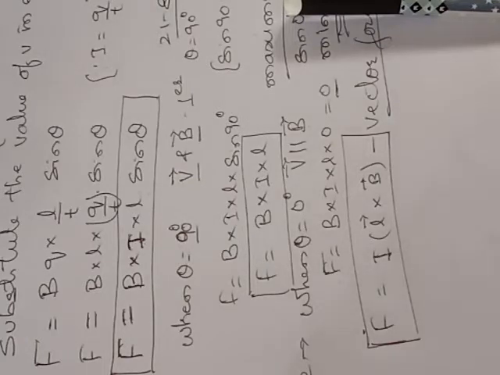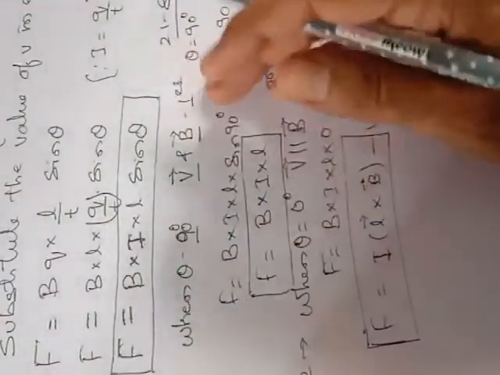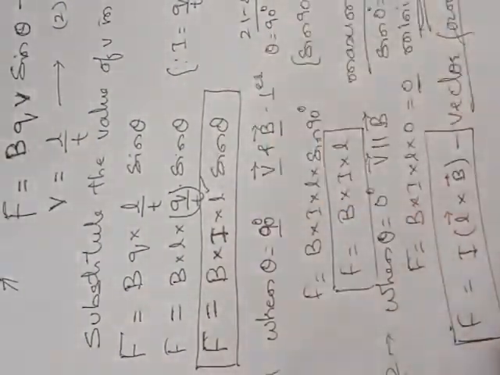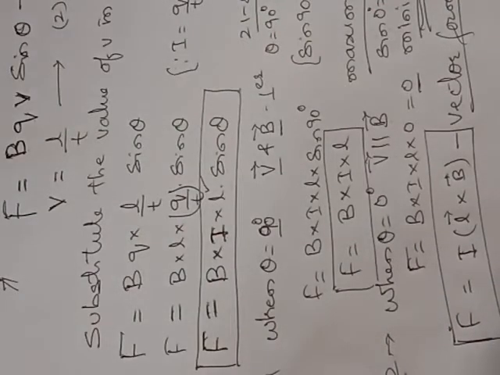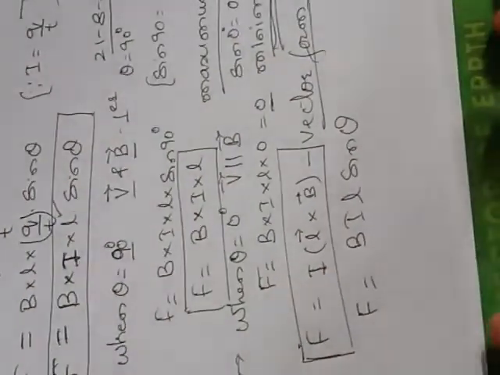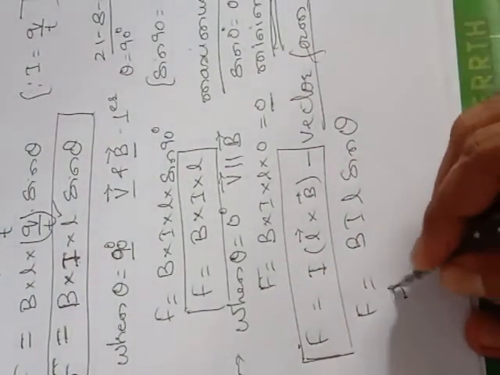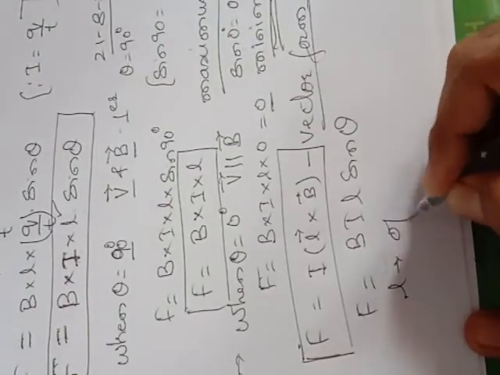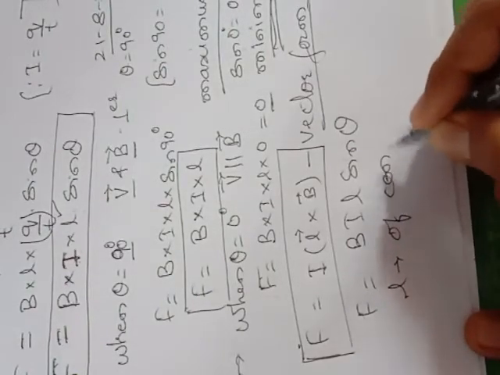So by looking at this formula, we can say the factors on which the force acting on a current carrying conductor depends. First, it depends upon the length of the conductor. Why are we telling this? F is equal to BIL sin theta. So it depends upon the length of the conductor.